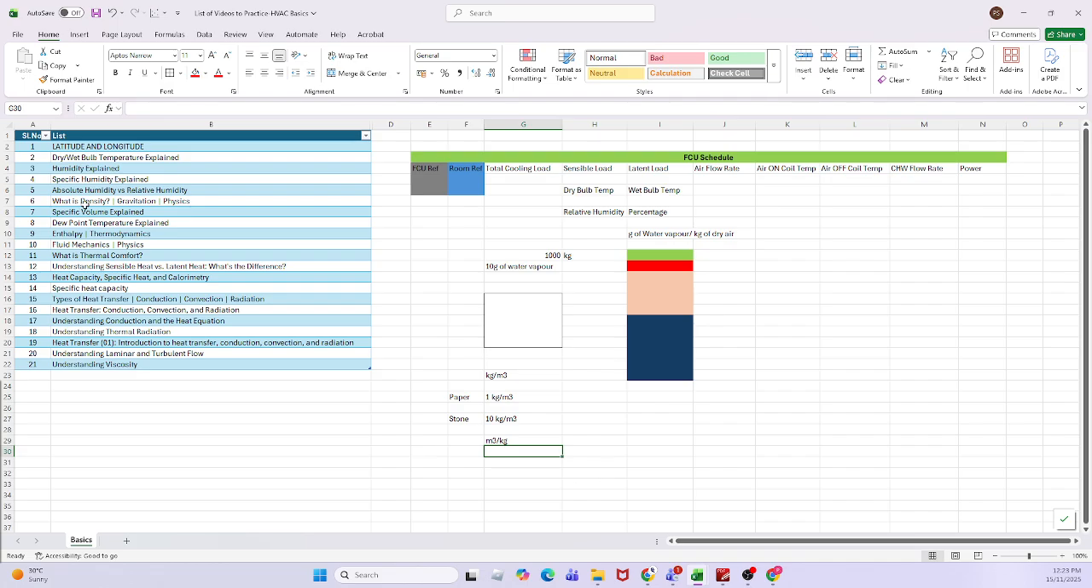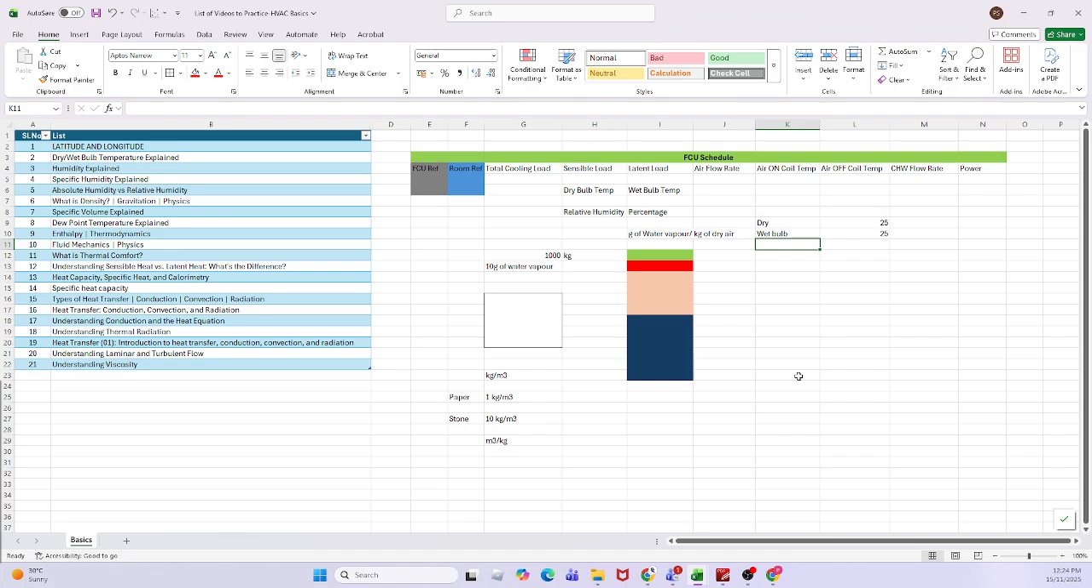Then we talk about dew point temperature. What do you mean by dew point temperature? When the dry bulb temperature is 25 degrees, for example, and the wet bulb temperature is also 25 degrees, that means it is saturated.